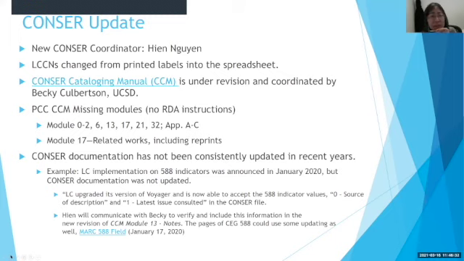I also heard some feedback, for example, that the council documentation is not being consistently updated. But we heard the announcement, for example, that last year LC implemented 588 indicators. This is in MARC tagging and was already announced, however, it has never been implemented for council yet. So LC made the announcement and this was implemented last year, however, the council documentation is still not updated. So I communicated with her and she said she's going to communicate with Becky, and it could be a part of the CCM update. Again, you can see module number 13 there. Hopefully this will be updated soon. Next slide.